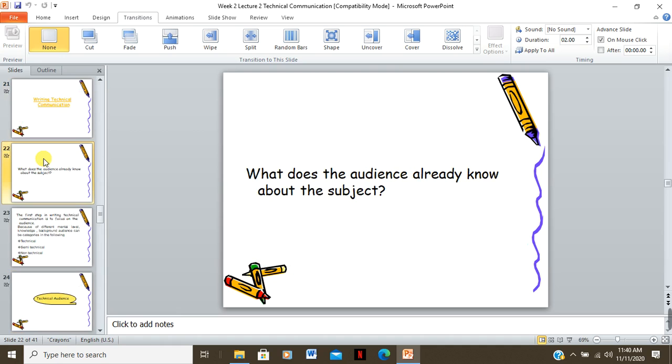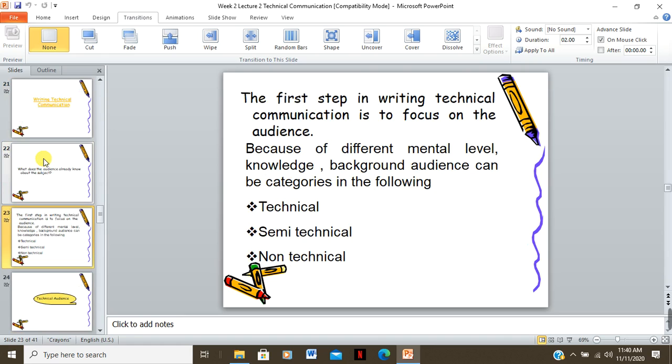Writing technical communication. What does the audience already know about the subject? This is very important for us to know. The first step in writing technical communication is to focus on the audience, as we have already talked about it.